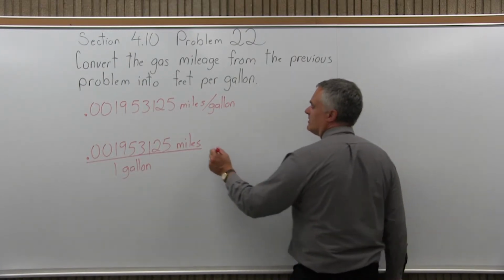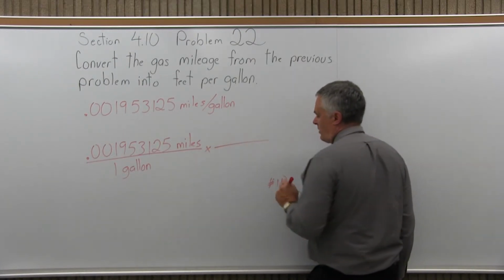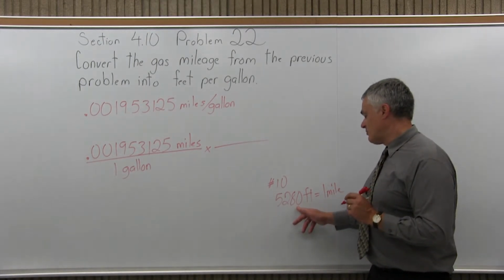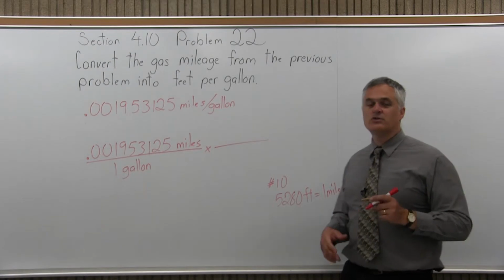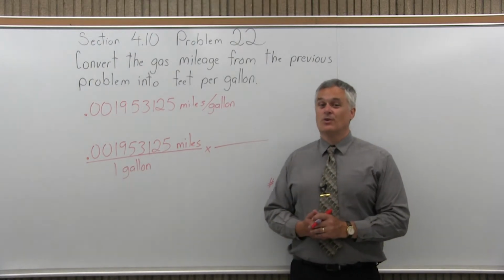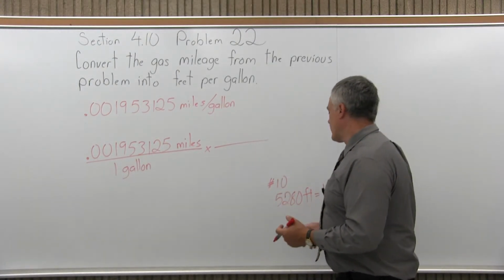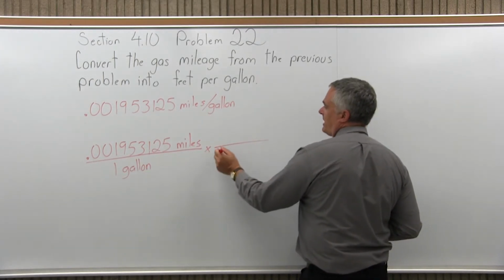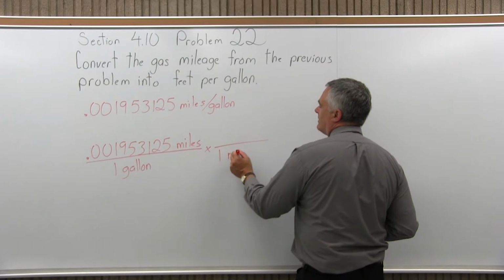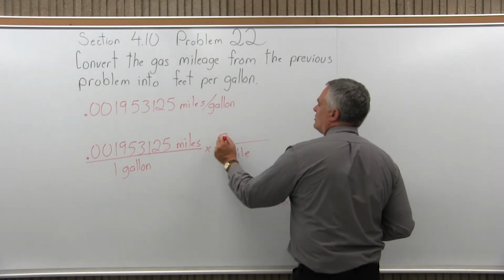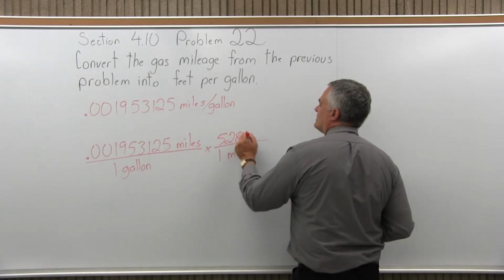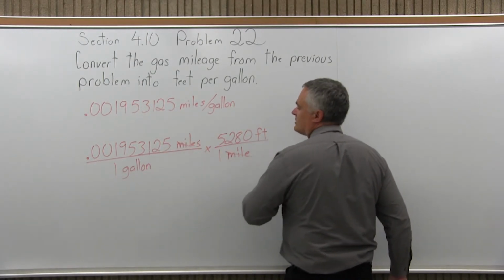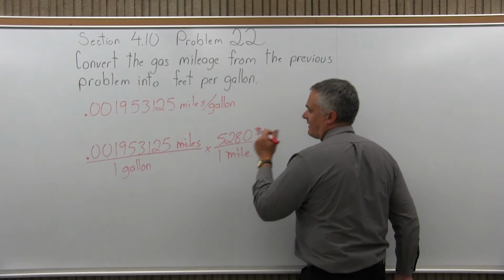So what I have to do is I want to multiply that in a fraction. 5,280 feet will be in one part of the fraction, 1 mile in the other. You just have to decide what's in the numerator, what's in the denominator. Well, what do you want to cancel? I want the miles to cancel. So when I multiply, I want the mile to be in the bottom, 1 mile. And in the numerator, the equivalent amount is 5,280 feet. So now miles will cancel, and I'll have feet per gallon.